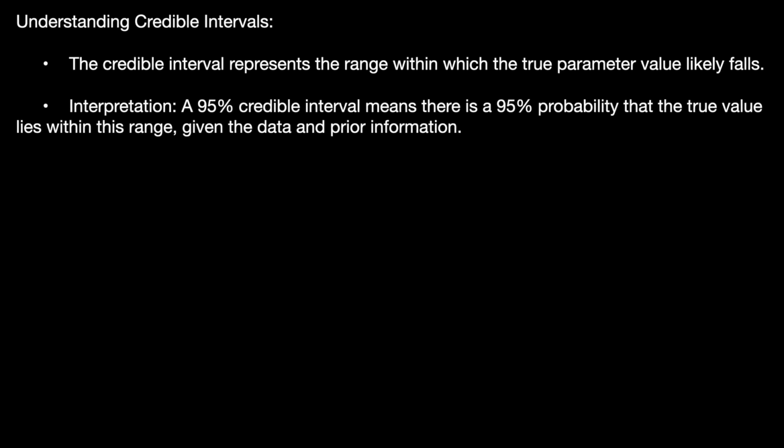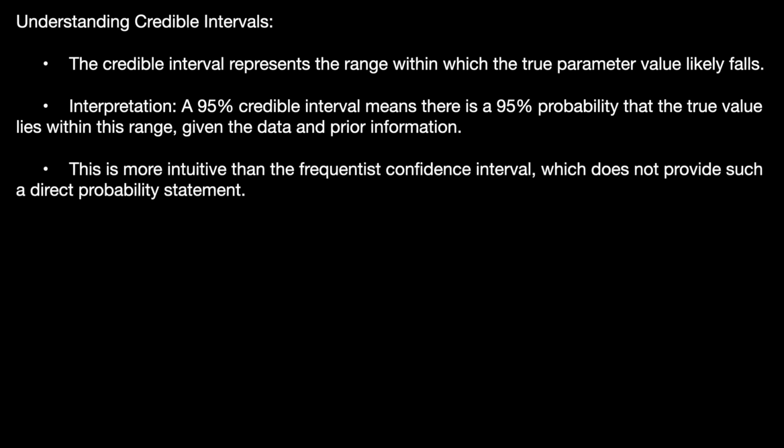So for understanding credible intervals, the credible interval represents the range within which the true parameter value actually lies. So a 95% credible interval means that there is a 95% probability that the true value lies within that range, given the data and the prior information. This is more intuitive than the frequentist confidence interval, which does not really provide me with such a direct statement. It just says that if I did this particular experiment numerous times, then 95% of the times my result will be between these results. But this is totally different from the parameter being present between those two values.